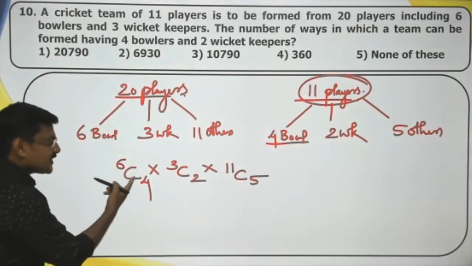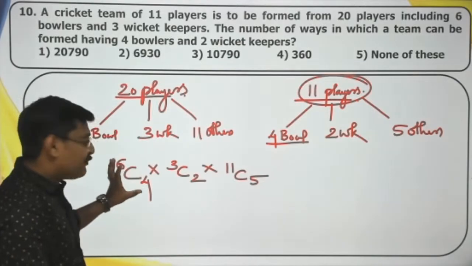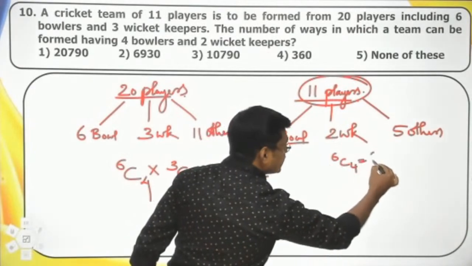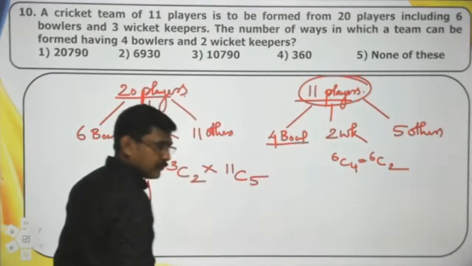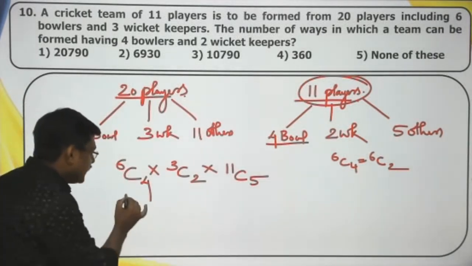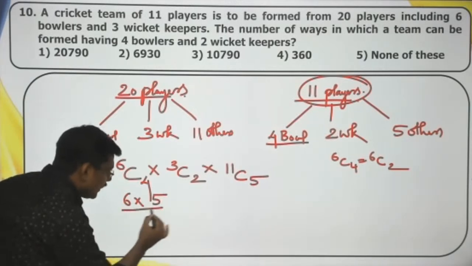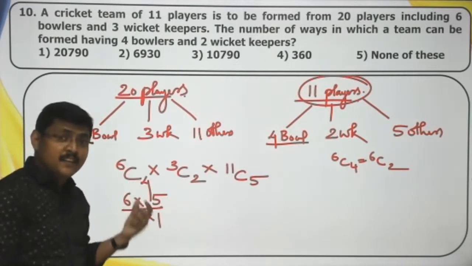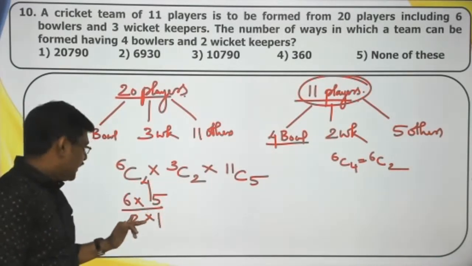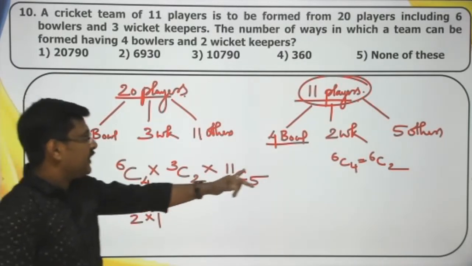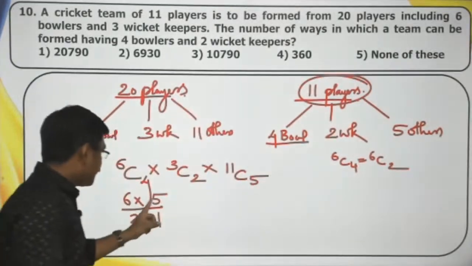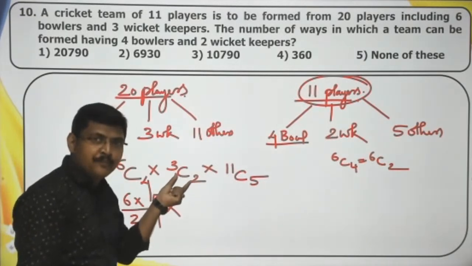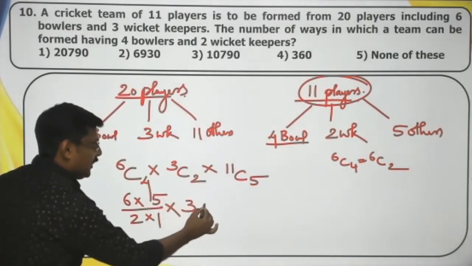So I am solving this 6C4. We know that 6C4 we can write as 6C2, take the difference 2. So 6C2 we know that it is 6 into 5 divided by 2 into 1. Instead of writing 6C4, which is 6 into 5 into 4 into 3 divided by 4 into 3 into 2 into 1, it is a lengthy procedure. Instead of solving like that, I am solving like this. 6C4 is 6C2, so 6 into 5 divided by 2 into 1, into 3C2, actually it is 3C1, which is 3, into 11C5.